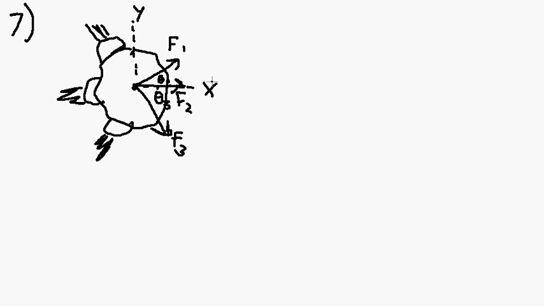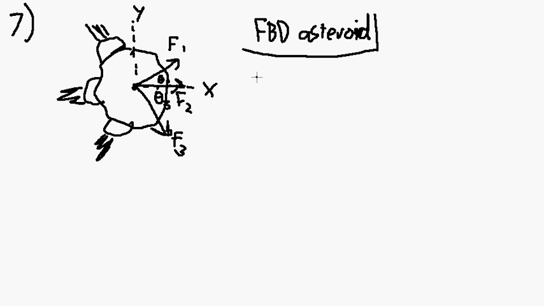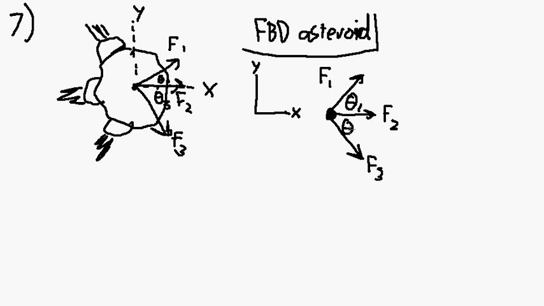So, FBD for the asteroid. Okay, so we're going to do this X, Y. There is the asteroid. It's represented by a dot. And actually, I'm going to bring the dot over here. And F2 is going horizontally. That makes a nice place to start. And then F1 at an angle theta 1. And then F3 goes at an angle theta 3. Okay, well, that's not hard to work with.